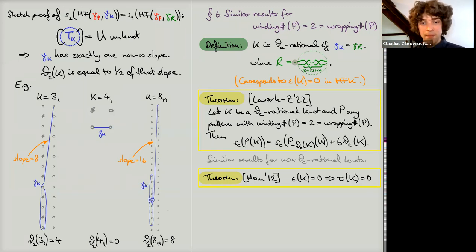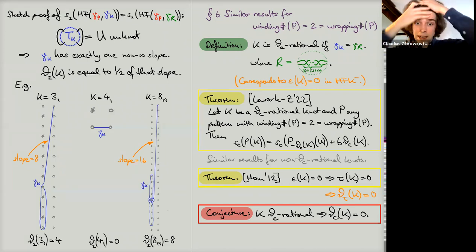Right, and we see the same pattern also for the S invariant. There's precisely a jump when the companion knot is not theta2 rational. Yeah, so there are some interesting questions that you could ask here.